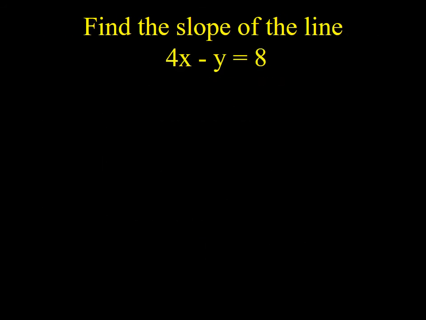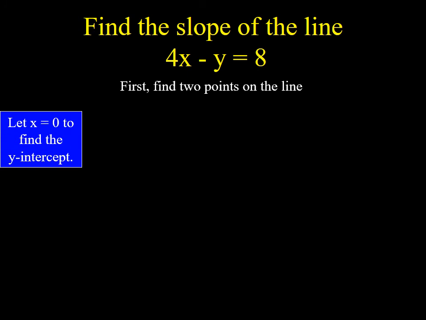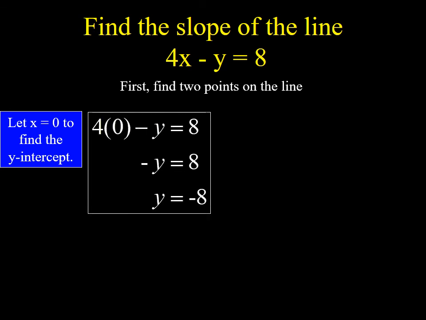Find the slope of the line 4x - y = 8. First, find 2 points on the line. So, let x = 0 to find y. When x = 0, 4 times 0 minus y equals 8, negative y equals 8, and y equals negative 8. So the point here is (0, -8).